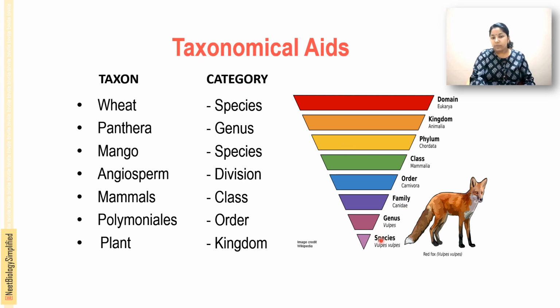In this picture you can see the red fox, Vulpes. It comes from the domain Eukarya, kingdom Animalia, then phylum Chordata, class Mammalia, order Carnivora, family Canidae, genus Vulpes and species also Vulpes. This is the red fox.